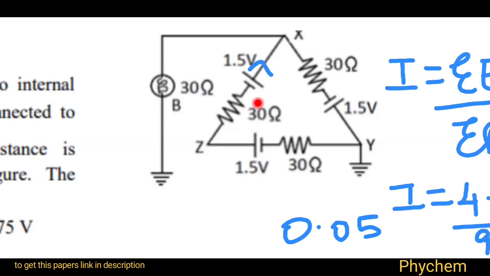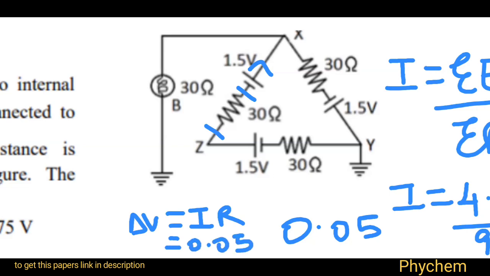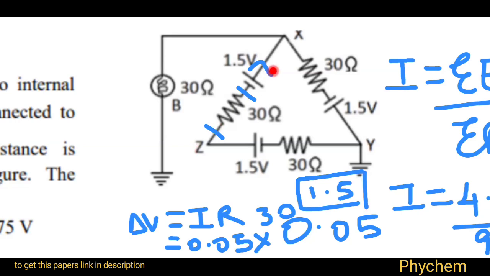When you multiply the resistance with the current, you get the voltage difference across each resistance. So V equals IR. It is not V, it is ΔV, the difference in voltage across the resistor. The I is 0.05 and the resistance is 30, so the voltage difference becomes 1.5 V. That is the magnitude of the voltage difference. You don't know the direction, but you can conclude the direction by using the direction of the current passing through.